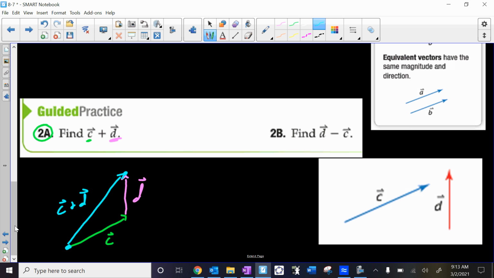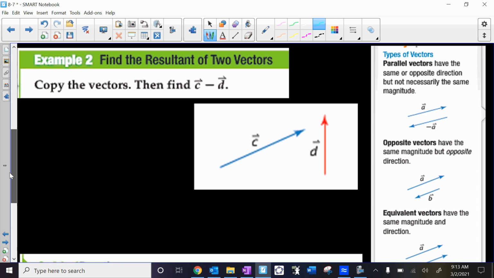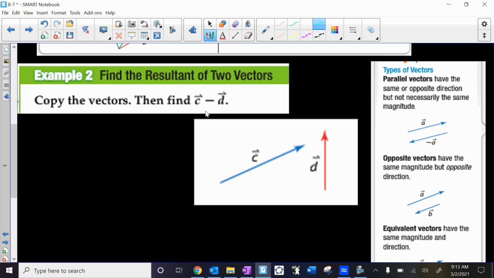Okay, let's try another one. Except I'm going to go back up here. We're going to find c minus d on this one. So again, we're going to start with vector c. That's what it says. So start with vector c, try and draw it in the same direction, same length. There is vector c.